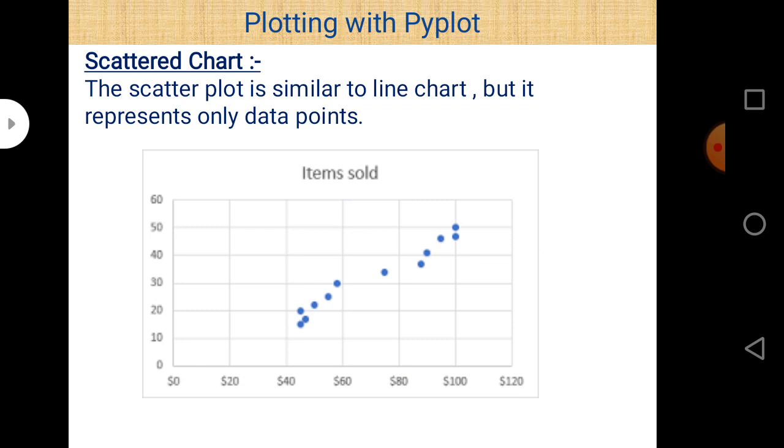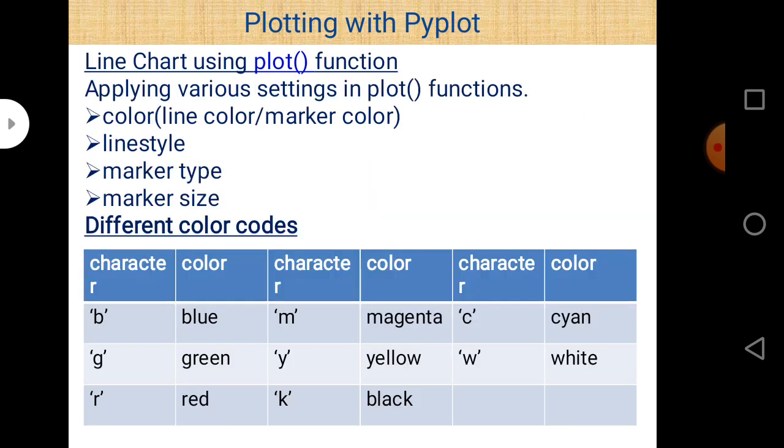Now in this lecture we are going to discuss line chart and scatter chart in detail. First of all, there are some common terms which are very useful for line chart, scatter chart and bar chart, and these are the different color codes given on the screen, used for almost all charts. Character B represents blue, G represents green, R represents red, M magenta, Y yellow, K black, C and W.